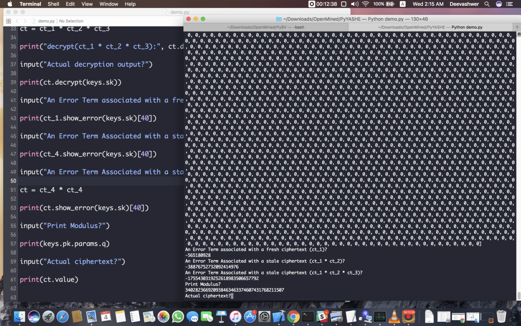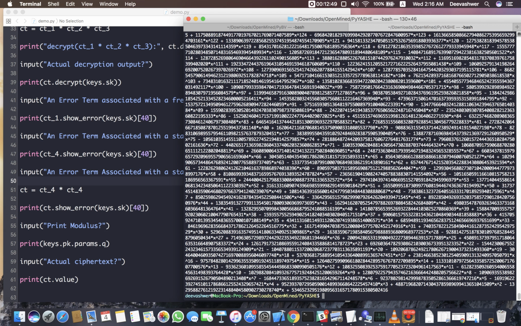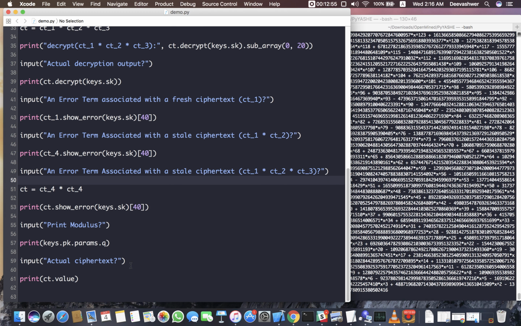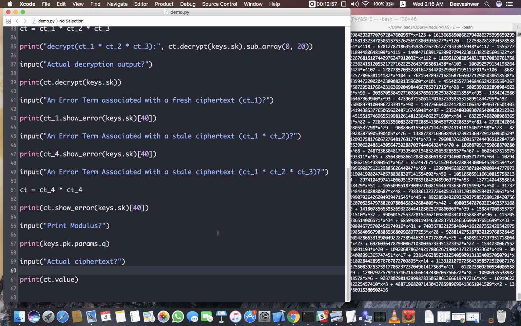Let's see the modulus size. See, this is greater than the error in our second stage ciphertext. That's why it decrypts correctly. What was the actual ciphertext? Again, a polynomial similar to what we had in our PyBV scheme. So that's it for the demo.